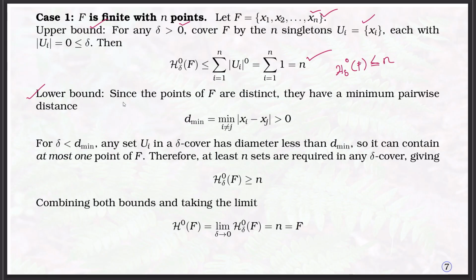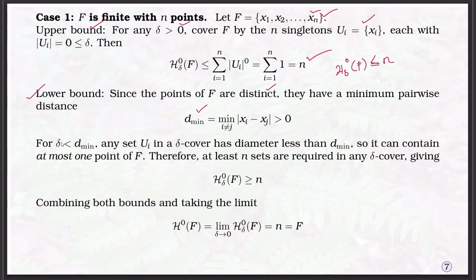We will try to find the lower bound. Since the points of F are distinct, x1, x2, up to xn, there is no meaning in taking the same element. They have a minimum pairwise distance. That means if you take any pair of elements and find the distance, it is greater than 0, and among all of them you can find the minimum, that is D minimum. Among all pairs we can find the minimum distance.